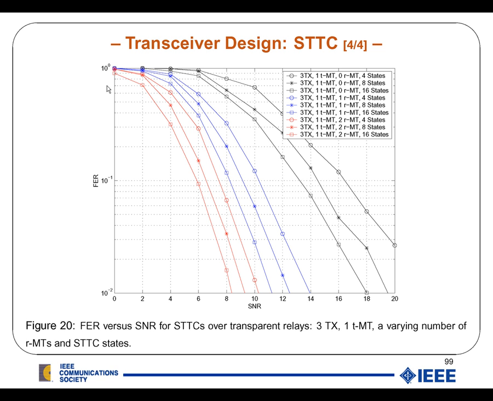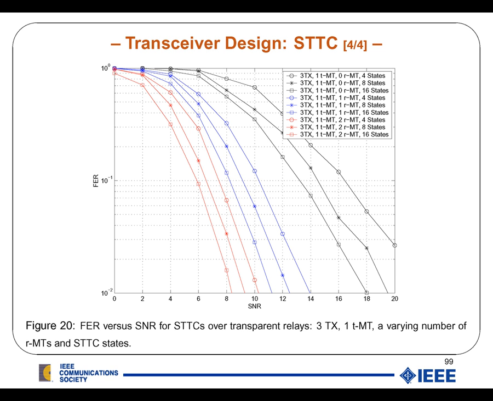We have depicted here the frame error rate versus the signal to noise ratio for various families. So the black family is where you don't have any relay terminal, but you go increasing the states of your space-time trellis code from 4 to 8 to 16 states. The blue curve now uses one relay where it goes again 4, 8, and 16 states. And finally, the red curves are facilitated by two relaying mobile terminals.